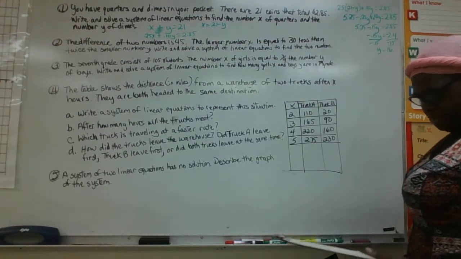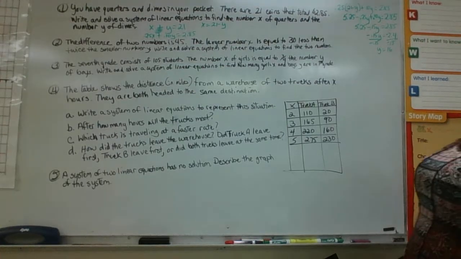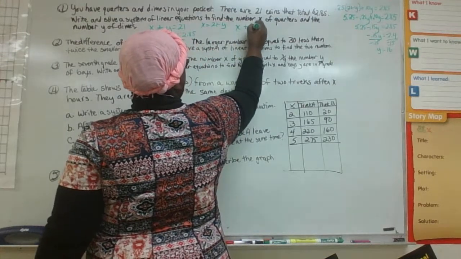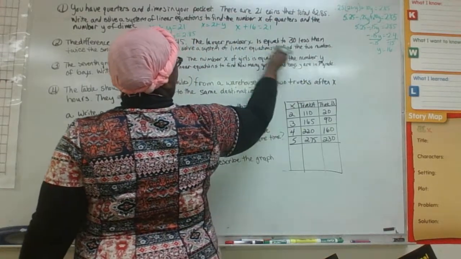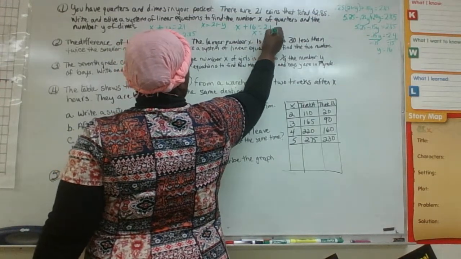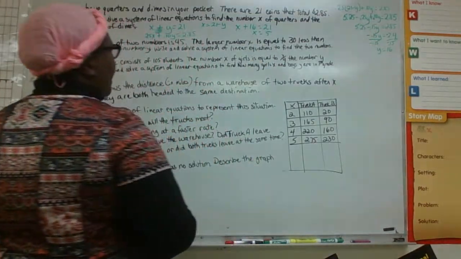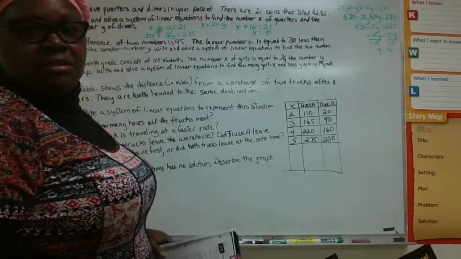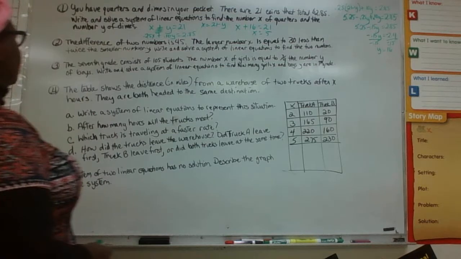16. Now, if y is equal to 16 in our original equation here, then x plus 16 equals 21. When we eliminate 16 from both sides, then x will be equal to 5. So then we have 5 quarters and 16 dimes. Okay, let's move on to the next one.